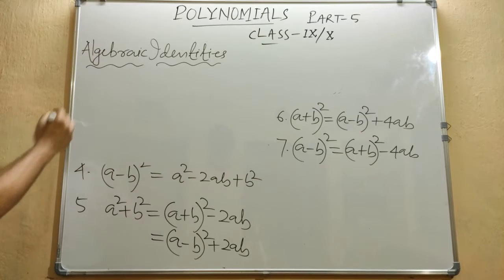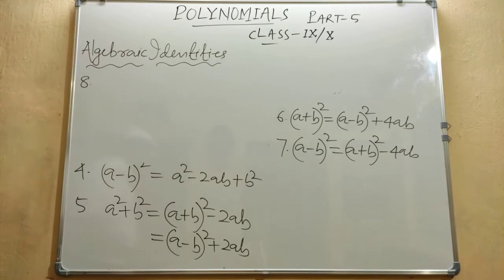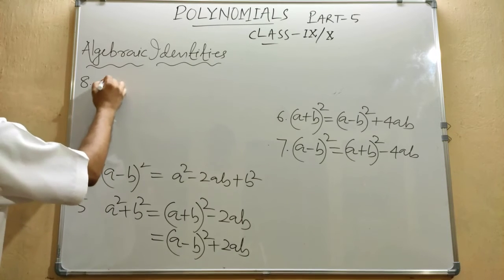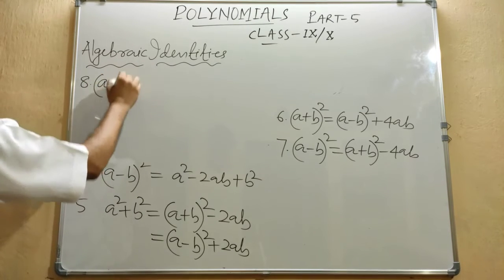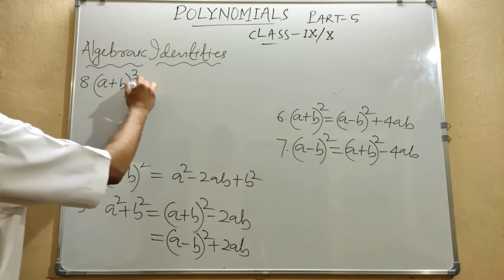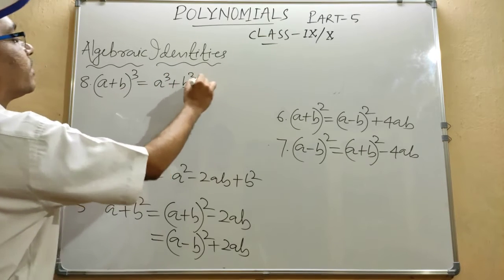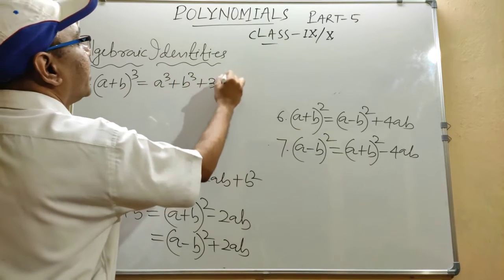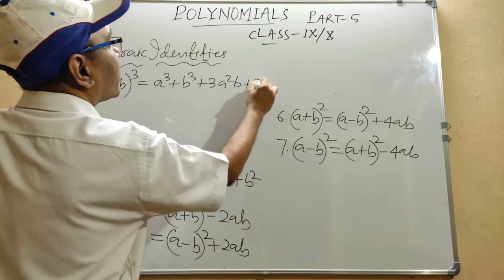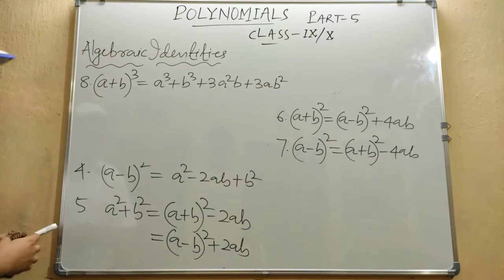Then number 8: (a + b) whole cube. What will be (a + b) whole cube? a cube plus b cube plus 3a square b plus 3ab square. How will this result come?